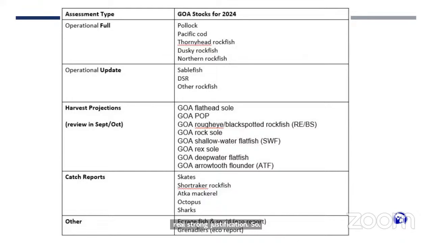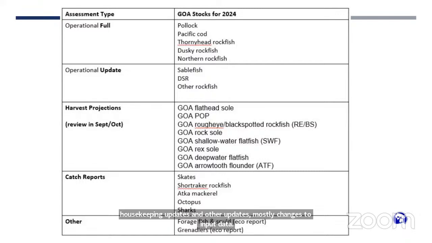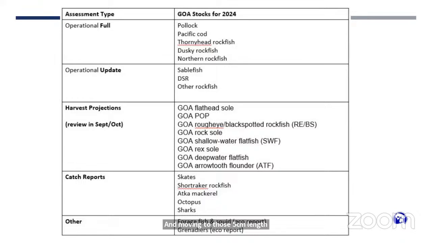So I think overall I'd support the author and Groundfish Plan Team recommendations for the author to bring forward the status quo model 2019.1B for November, as well as a model incorporating all these housekeeping updates and other updates, mostly changes to input data, and moving to those 5 centimeter length bins. So that would be 2019.1E 5 cm.